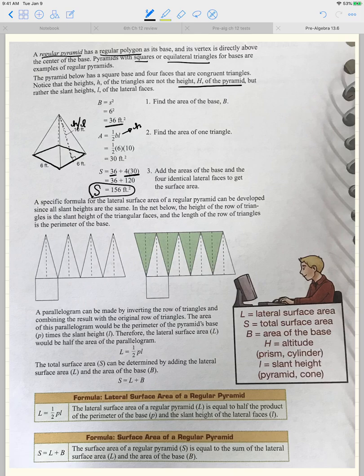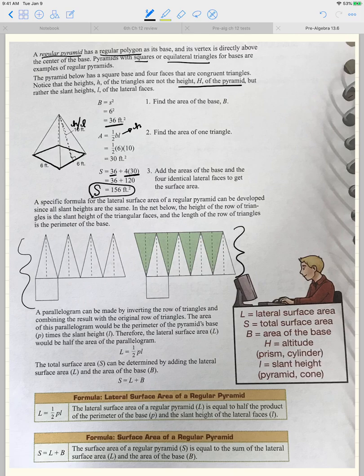A specific formula for the lateral surface area of a regular pyramid can be developed since all slant heights are the same. In the net below, the height of the row of triangles is the slant height of the triangular faces, and the length of the row of triangles is the perimeter of the base. So we've got this net kind of drawn out here. A parallelogram can be made by inverting the row of triangles, that means turning it upside down, and combining the result with the original row of triangles.